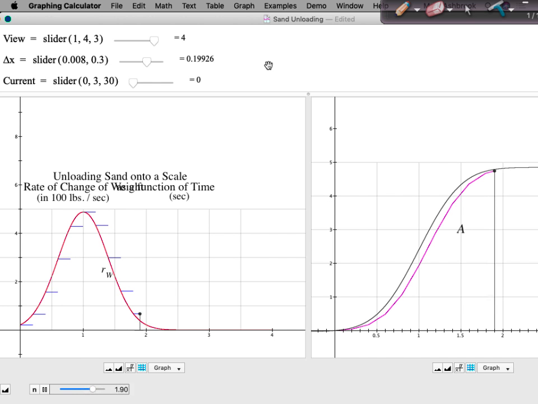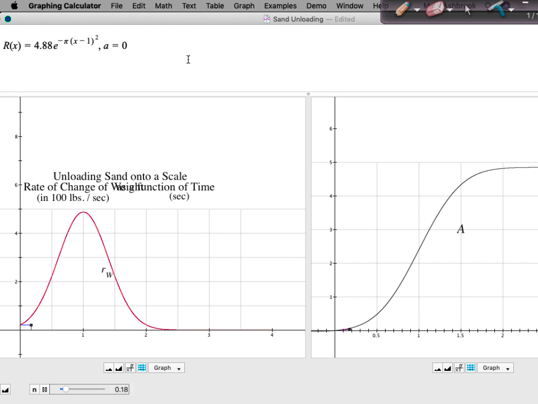You can stare at it. And then let me show you the rate function for this unloading sand. So this is the rate of change of weight on a scale. And this is the accumulation of weight on the scale in hundreds of pounds. This is the RW function, the exact rate of change of weight on the scale.